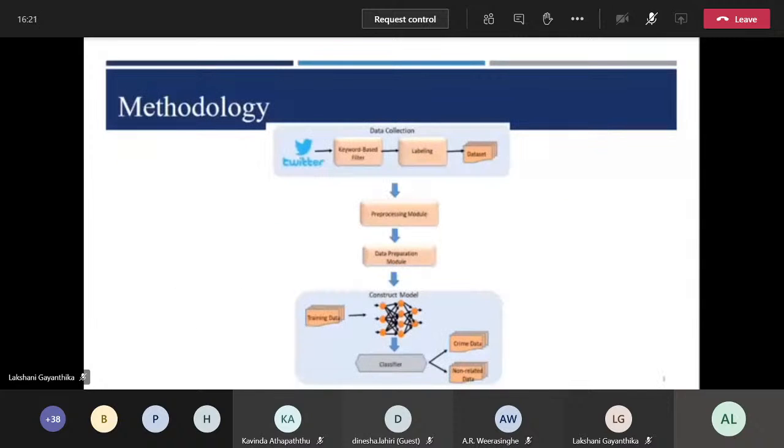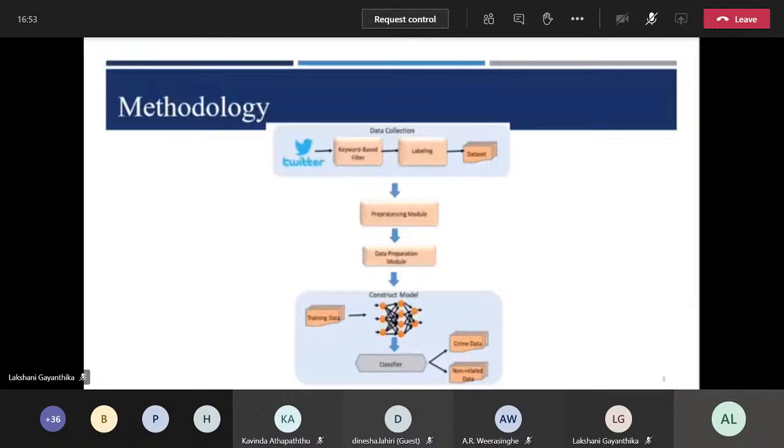This is the methodology. This figure shows the overall methodological framework used in the study. First, Twitter posts are extracted using crime-related keywords. Then, pre-processing techniques are applied to clean the dataset. Next, Twitter posts are transformed into vectors to generate the feature vectors in the data preparation step. Then, an artificial neural network-based model is constructed to classify the dataset. Next, crime locations are identified using Twitter content.